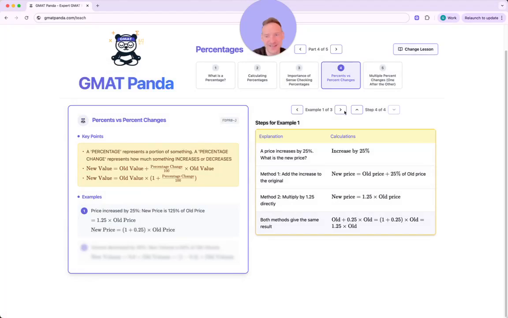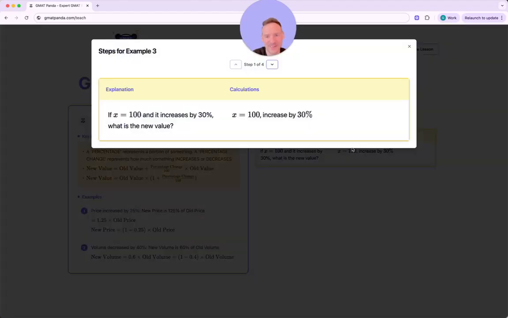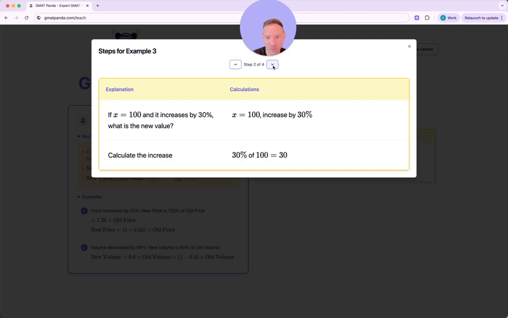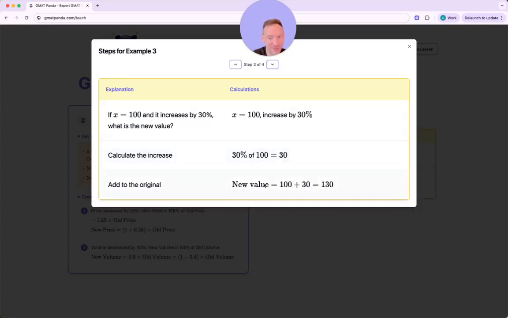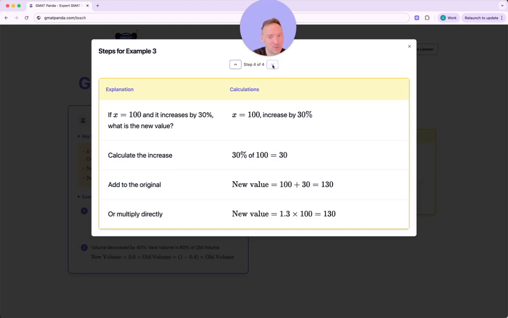Let's see how that translates into a simple example. So if x is 100 and we're going to increase it by 30% and we want to work out the new value, well, there's two ways of doing that. So first of all, we can calculate 30% of 100. That gives us 30. And then we can calculate the new value by adding that 30 to the old value, and we get 130. Or we could use that shortcut that we have seen, and we could just say, well, it's going to be 1.3 times the old value, which is 130.